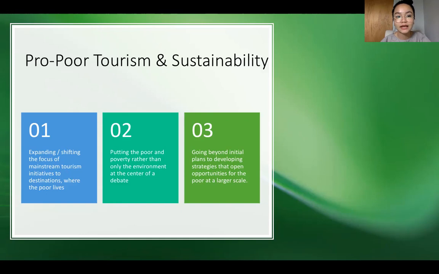Travel tourism and sustainability. So how to make sustainable tourism more pro-poor? We have three key components. Number one is shifting the focus of mainstream tourism initiatives to destinations where the poor live. Number two, put the poor and poverty, rather than only the environment, at the center of the debate. And number three, going beyond initial plans to developing strategies that open opportunities for the poor at a larger scale.